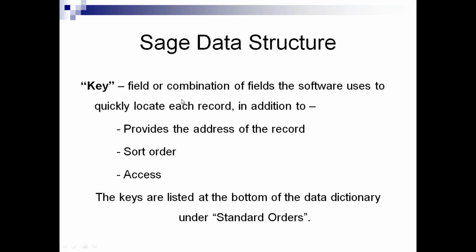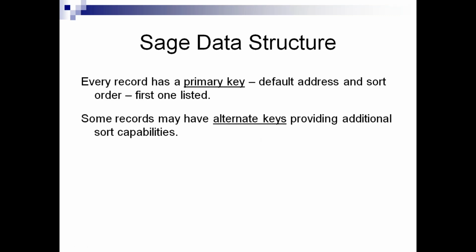Okay, so this is what we just talked about then, the key. It gives the software an address to where this record resides. And we just talked about this as well. So the primary key, that's always number one, and then alternate keys are listed below if there are any.